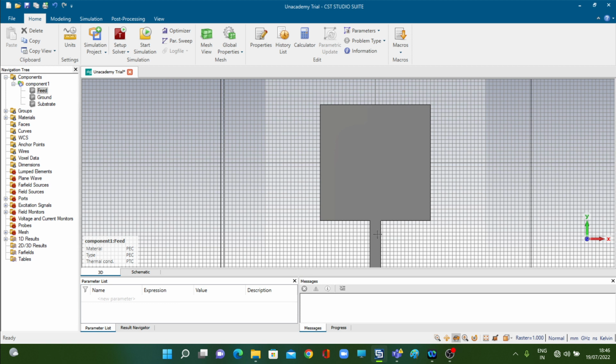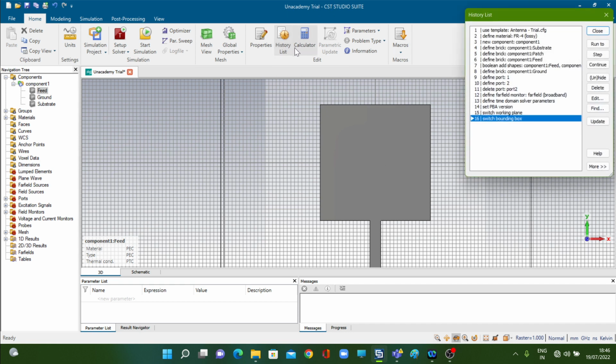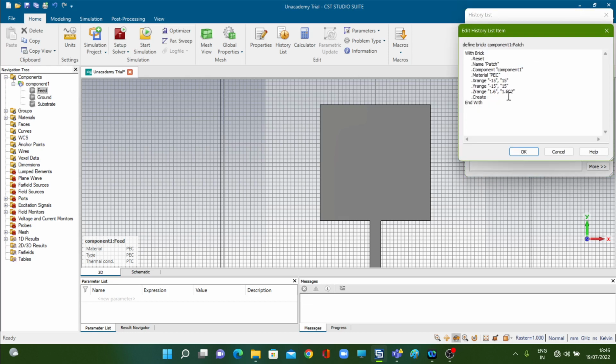So let us cut out the first slot. Now, as far as the design which we prepared, the patch had the dimension of 30 cross 30. So we fixed the coordinate center, the origin, at the center of the structure. So the X range was from minus 15 to plus 15. I can show you the range also. We can click this history list. This was the patch. Double click on the patch. See, the patch dimensions are visible to us.